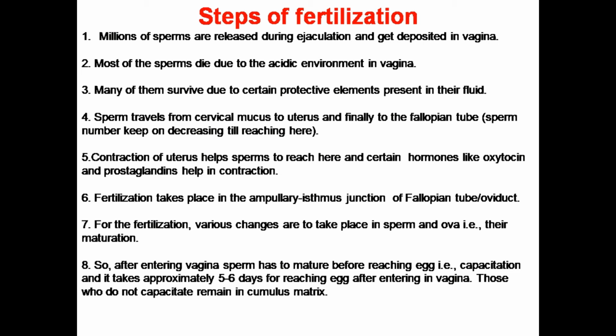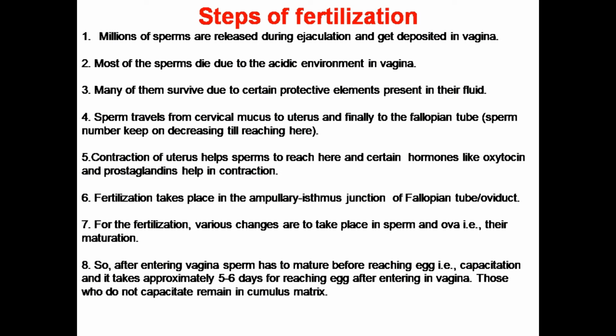During sexual intercourse, a man produces billions of sperms in the semen, and these billions of sperm enter into the vagina. In the vagina, most of the sperms die due to the acidic environment of the vagina, although many of them survive due to certain protective elements present in the fluid, and these sperms travel towards the cervical mucus, and from the cervix they enter the uterus, and from the uterus they reach the fallopian tube. In the fallopian tube there are two important regions. First is the isthmus region and the other one is the ampulla region. These are the two parts of the oviduct.